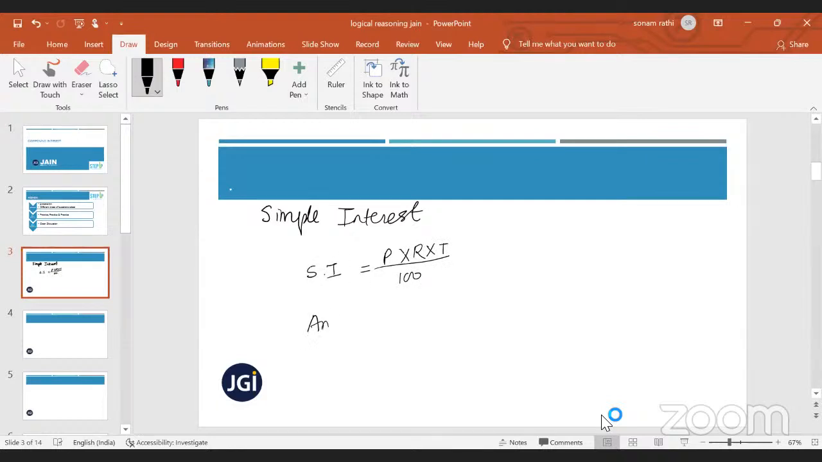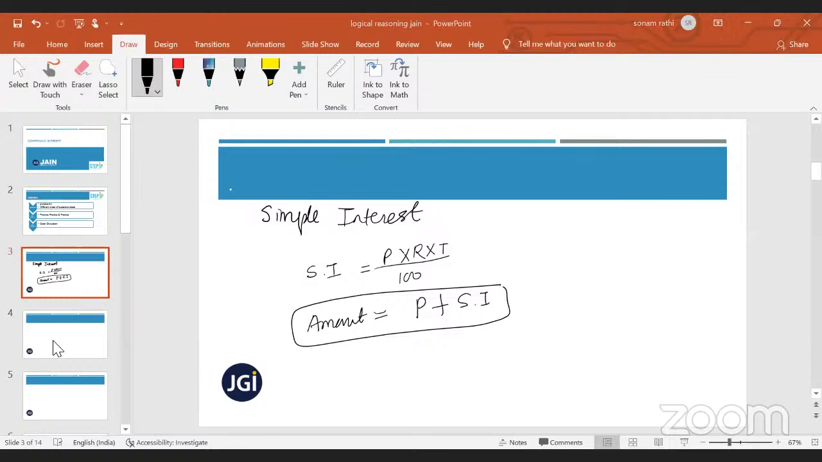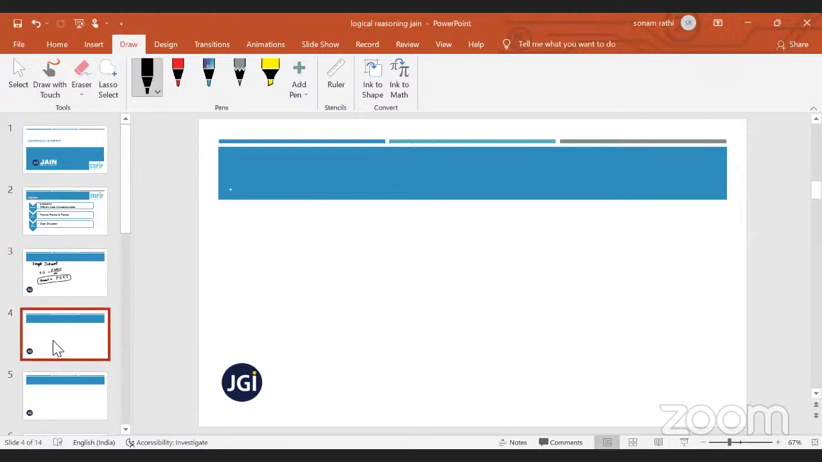And if someone asks you amount, so what you will do? Principal plus the interest part, right? So this is your amount. Now today we will do compound interest. In compound interest, it is very similar to simple interest, but the only difference is your principal keeps changing. I'll give you an example.